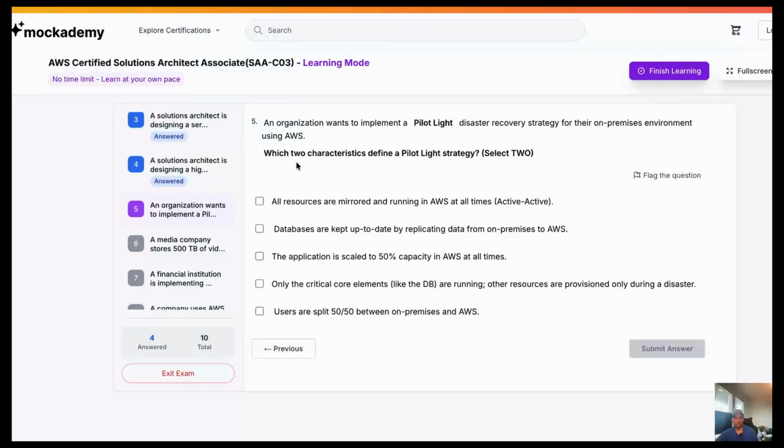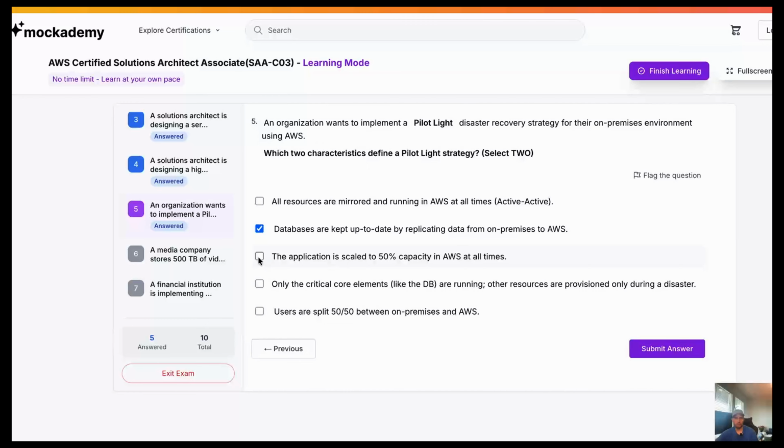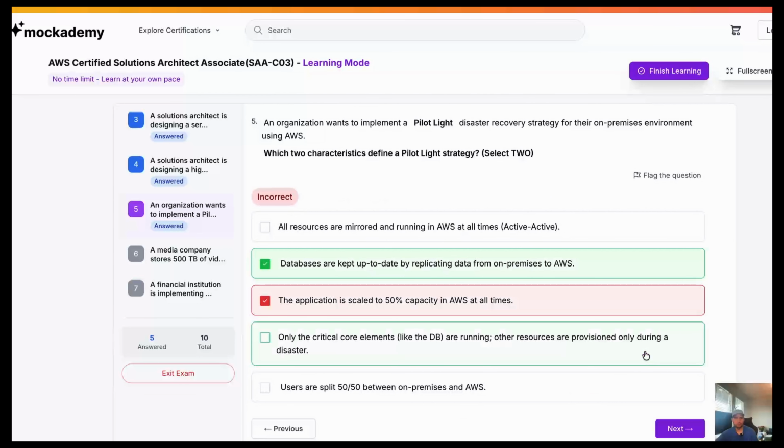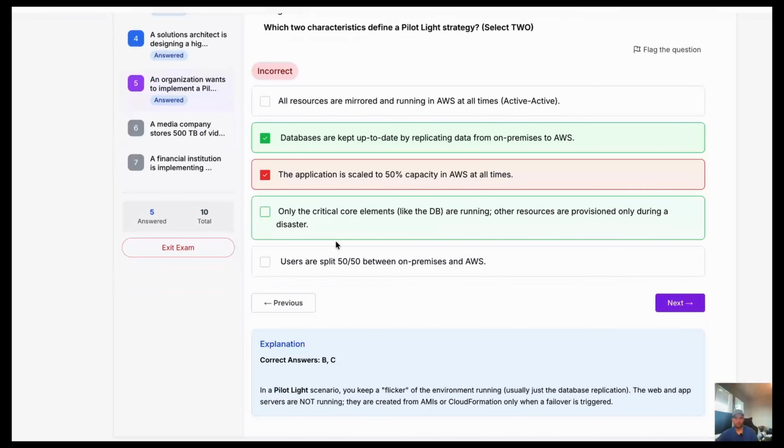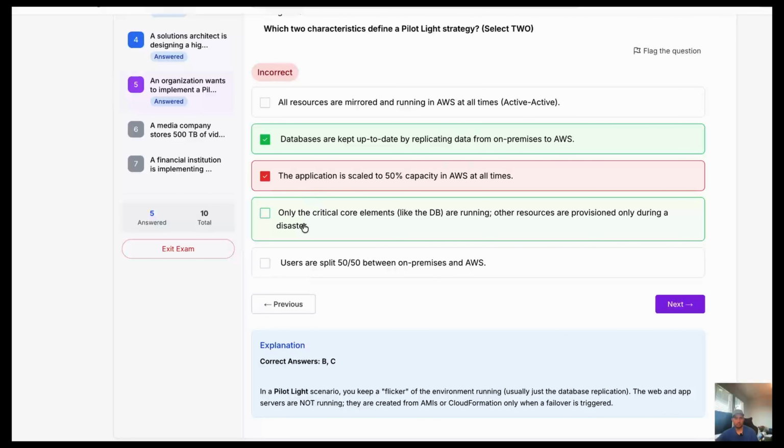So we have to select 2 answers. I would go with option B and option C. Option C is not the right answer. Now let's see the explanation.